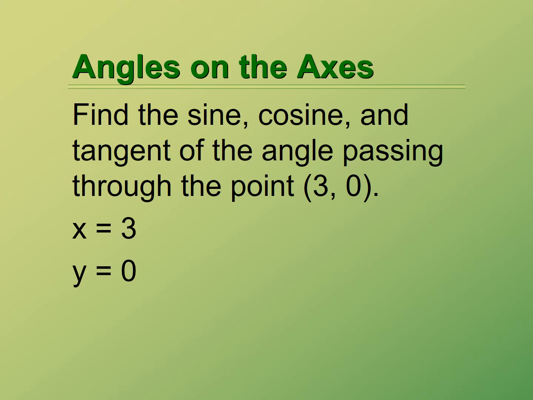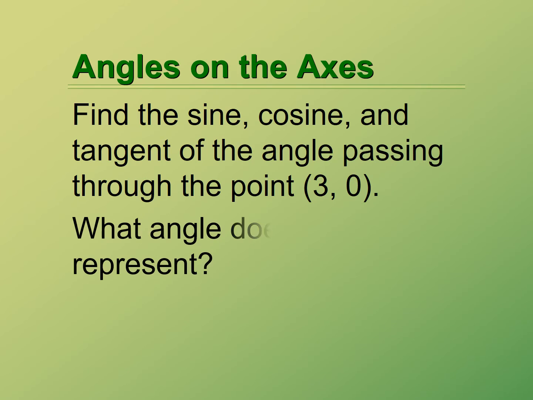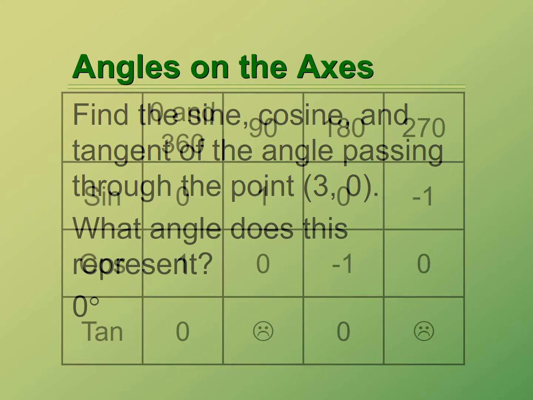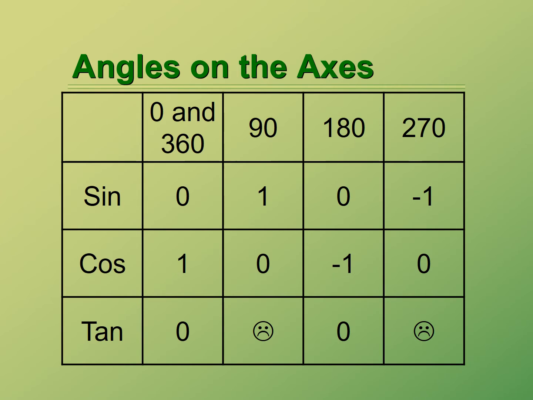x is equal to 3, y is equal to 0, which means your radius is equal to 3 because x squared plus y squared has to equal r squared. And we said that represents 0 degrees. So here is a nice chart to help you remember the sine, cosine, and tangent for the angles that are on the axes.